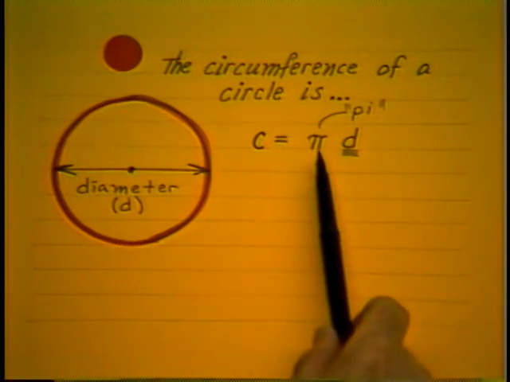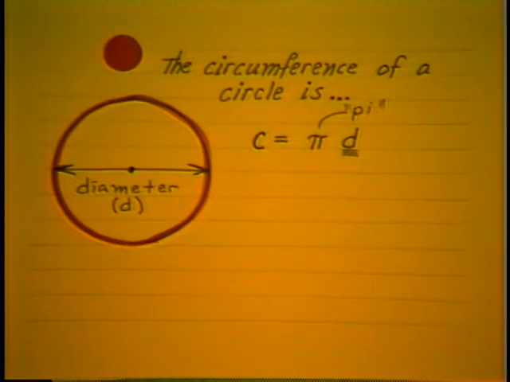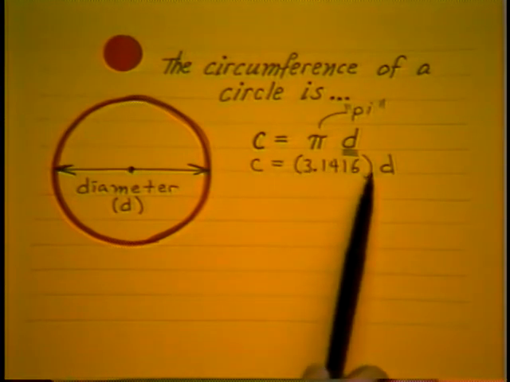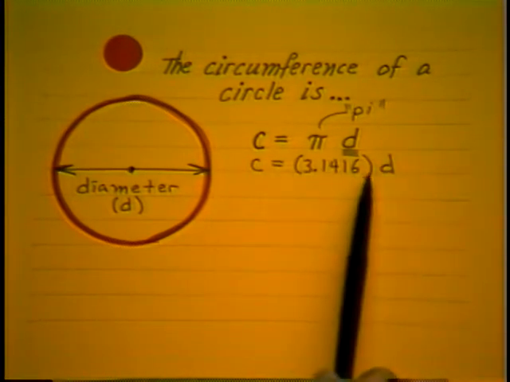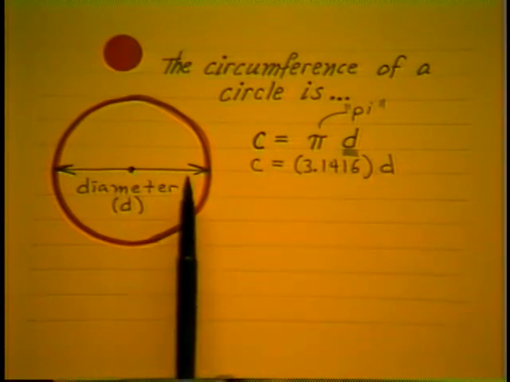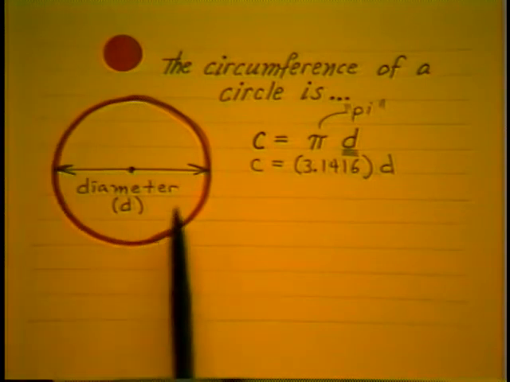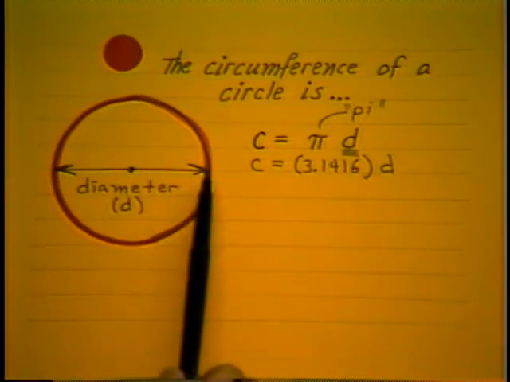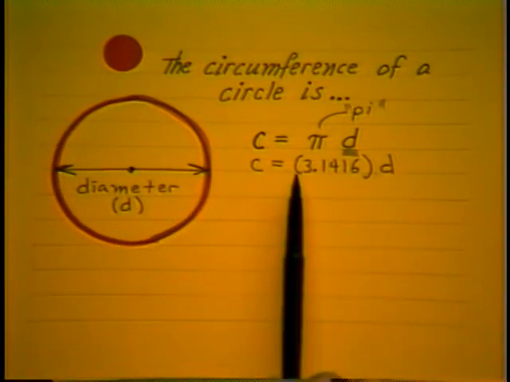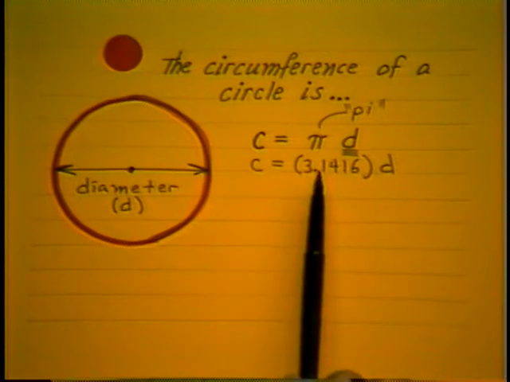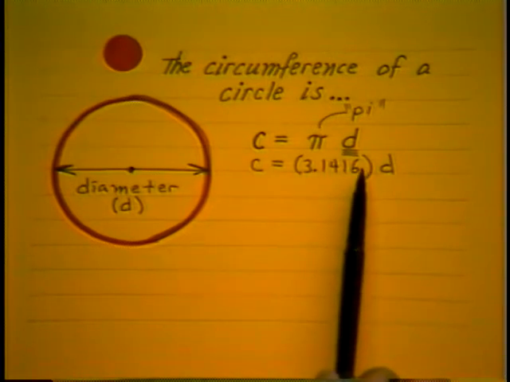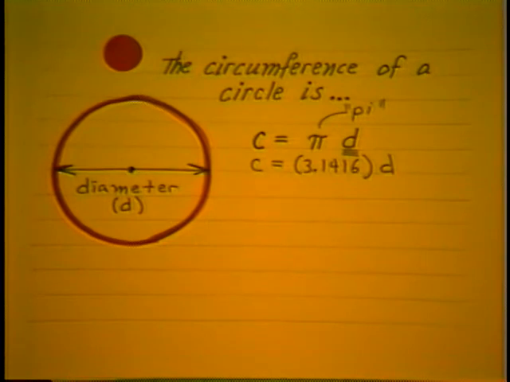Pi is a number that's approximately equal to 3.1416. It goes on forever. It is not a fraction. We'll talk about that more later. But you can find the length of the circumference by simply measuring the length of the diameter, then multiplying times pi, and since it is an unending decimal, round off to as much accuracy as you need.